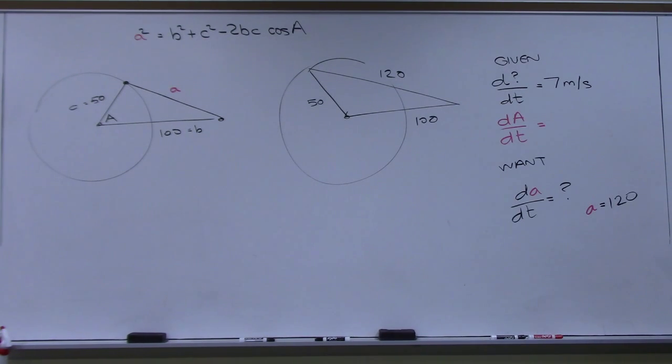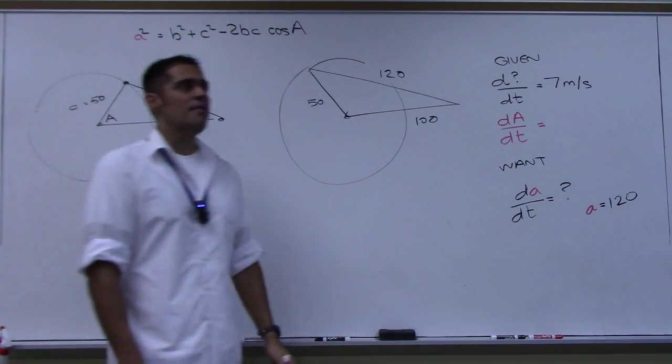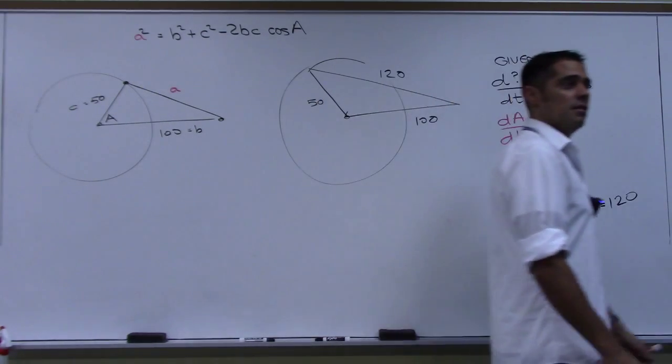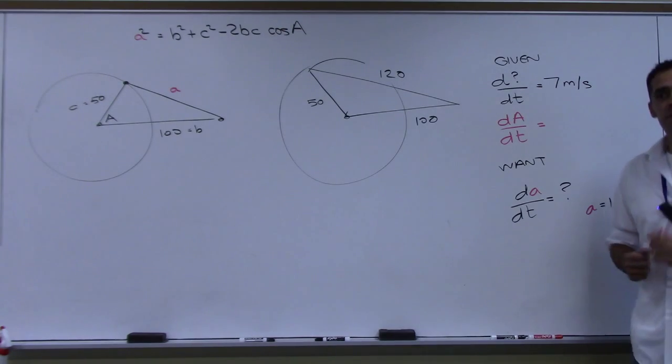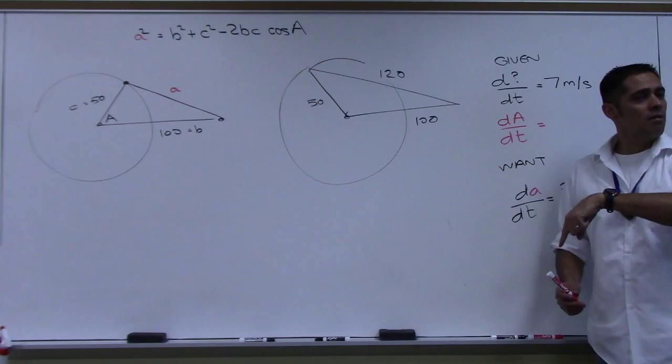You don't know it directly? No, but you can figure it out. Can you? Yeah, look, if this girl is running at 7 meters per second, it's going to take her a certain amount of time to go around the track once.